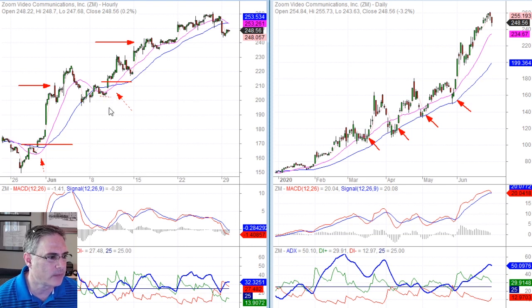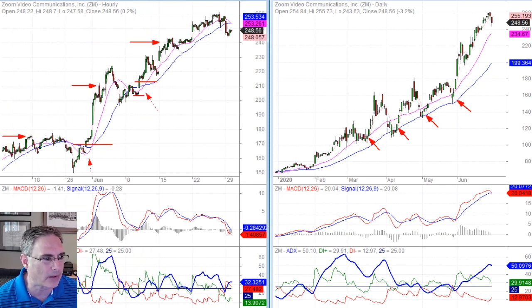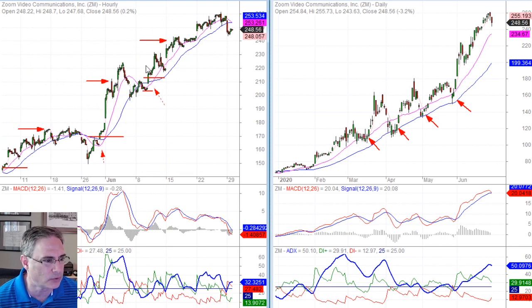So the entry point is here, your stop is here. That is your risk. And what I've done here on the arrow, for every one of these trades, is show what 2 times your risk would be. So that's about 2R. If you look at R being risk, you're getting about 2 times what you risk.